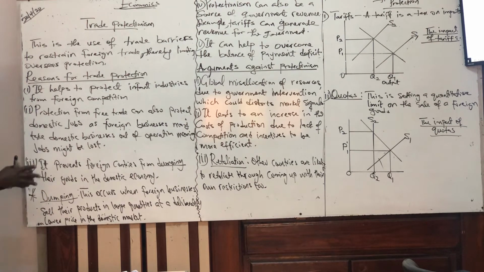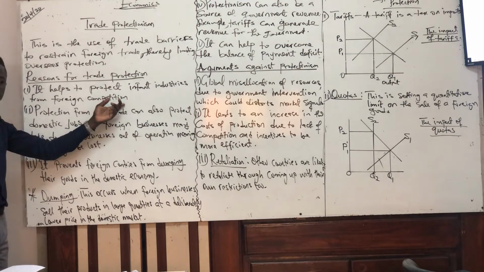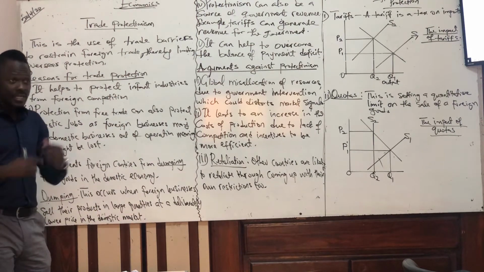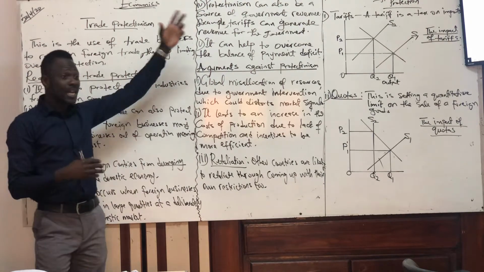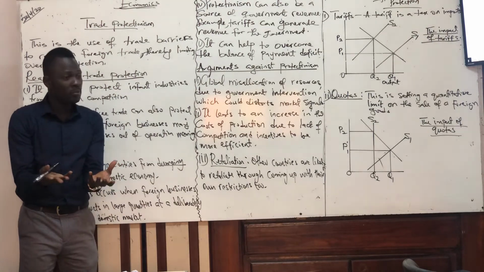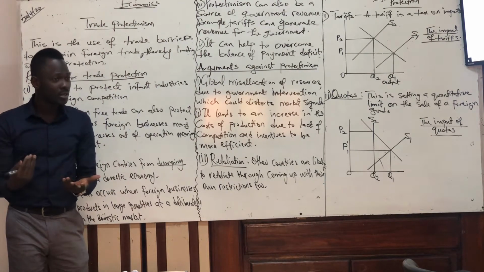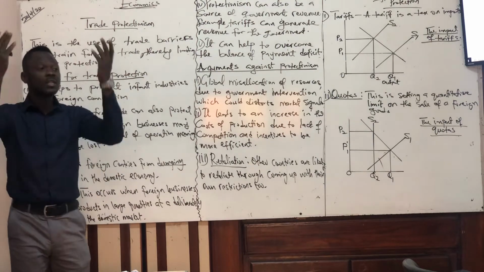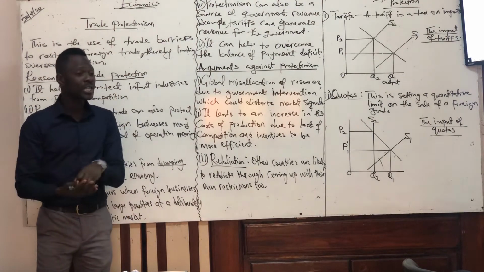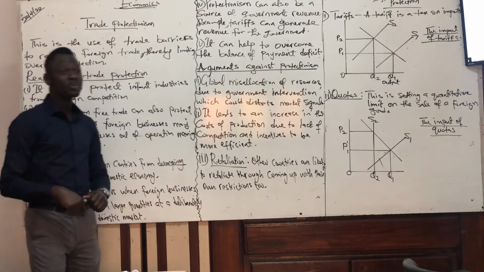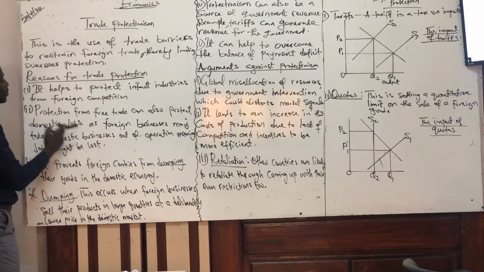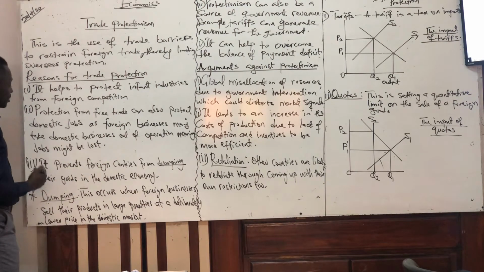So one, it helps to protect infant industries from foreign competition. What are infant industries? Local industries that are just coming up. They need to reach that height, and for them to reach that height, they need to be protected. It's just like your newborn baby. If you don't protect him or her, he will die. Then how can he grow? Because he was not protected. That's why government must protect infant industries so that they can also expand. Is it clear?